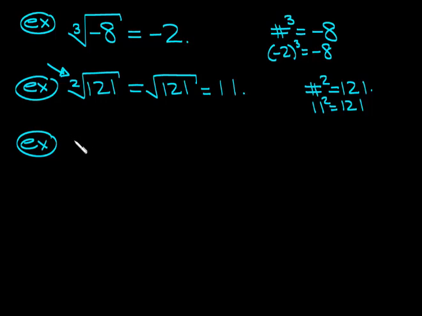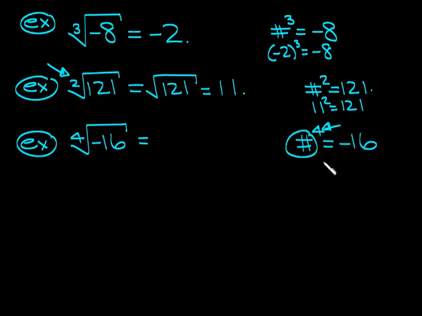How about this one? Let's say I have the fourth root of negative 16. What are we looking for again? We're looking for some number that, if I take it to the fourth power, I'll get negative 16. And you should realize that's not possible, because if I take any number and raise it to an even power, that number is always going to be positive. We are looking for a negative number, so that's never going to happen. So there's no such real number.